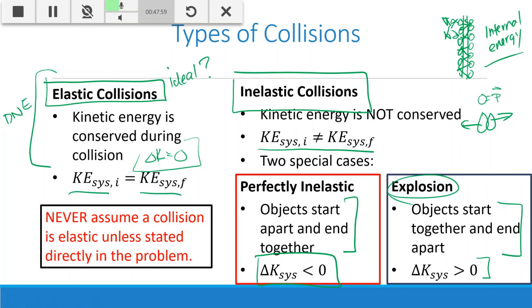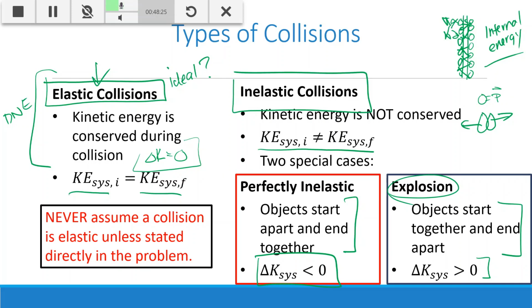How close to ideal do we have? Otherwise, we might assume that a collision is elastic, because what it allows us to do is create two sets of equations: conservation of momentum, which involves mass and velocity, and conservation of kinetic energy, which involves mass and velocity. So this would allow us to have more unknowns that we can solve.